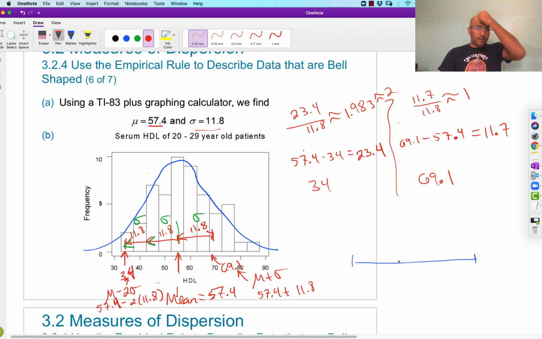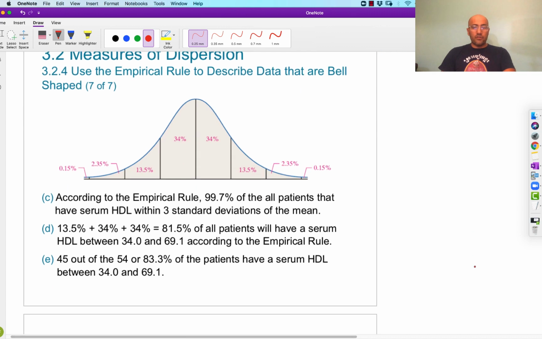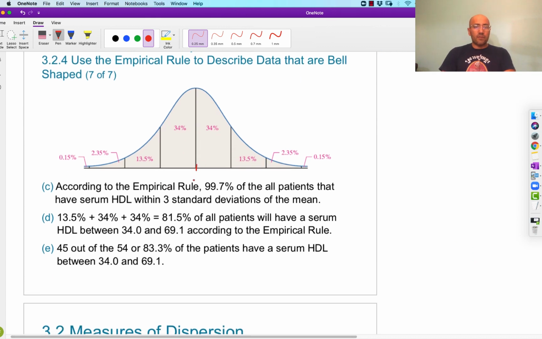So we're saying that between 34 and 69.1, and then the mean is right here at 57.4, that this number is mu minus 2 sigmas, and this number is mu plus 1 sigma. So if we look at our distribution, this is the mean. If we go out 1 standard deviation, 2 standard deviations, this is mu minus twice sigma, this point.